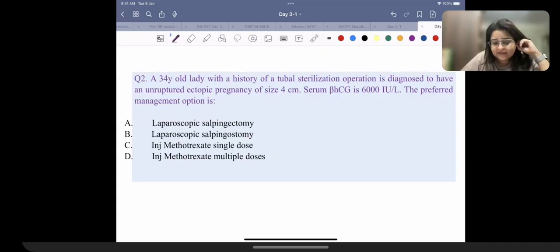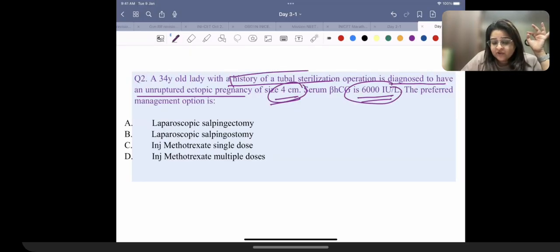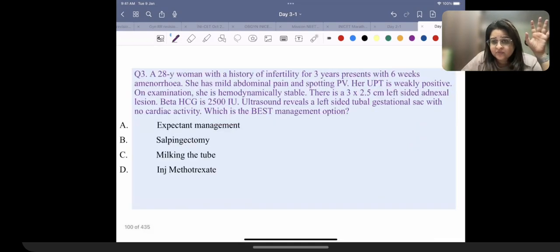A 34-year-old lady with a history of tubal sterilization is diagnosed to have an unruptured ectopic pregnancy of size 4 centimeters. Serum beta HCG is 6000. The preferred management option is what? She is fulfilling the criteria of surgical management, because of the size, because of the beta HCG, and because she has undergone tubal sterilization earlier. So you want to do a laparoscopic salpingectomy, remove the tube. Her family is complete. She's undergone sterilization. Don't leave the tube behind.